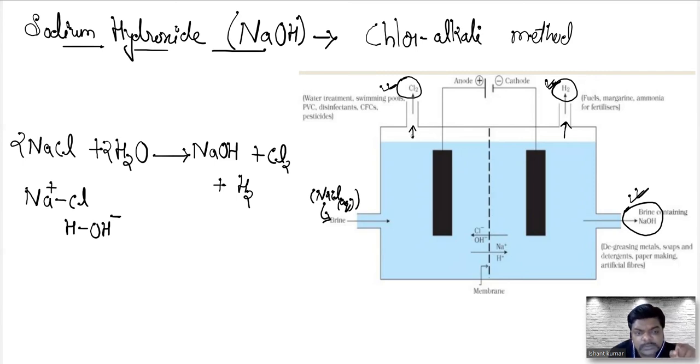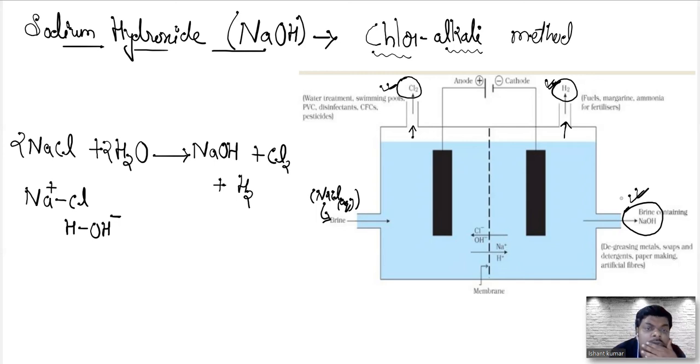And as this base is mixed with water, we are using the term alkali. And as the chlorine gas is released from here, we are terming this process the chloralkali method. The significance of chloralkali is that we are producing chlorine gas and NaOH dissolved in water. Therefore, we are terming this process the chloralkali method.